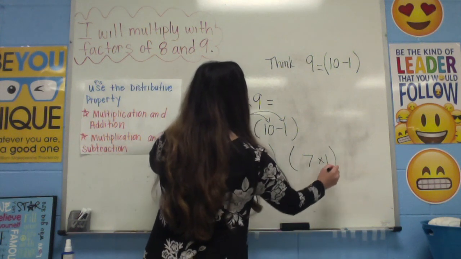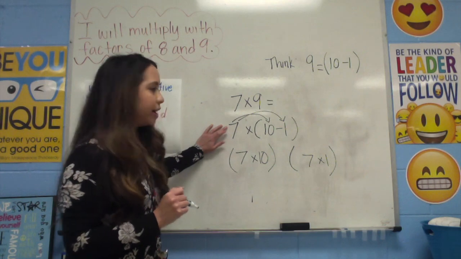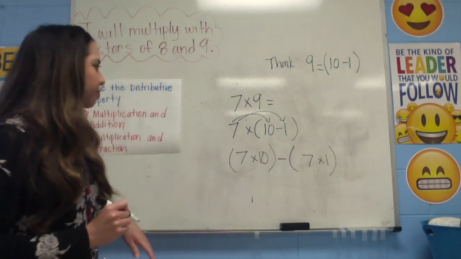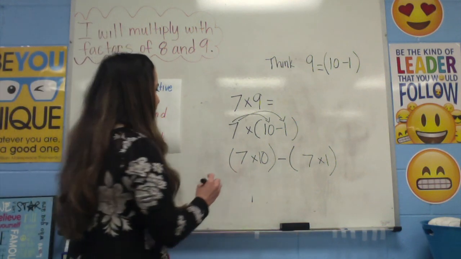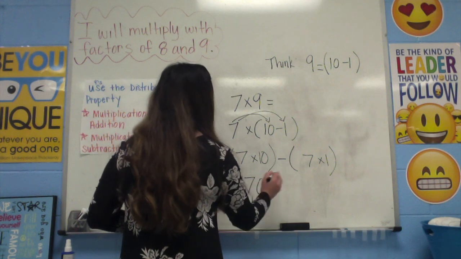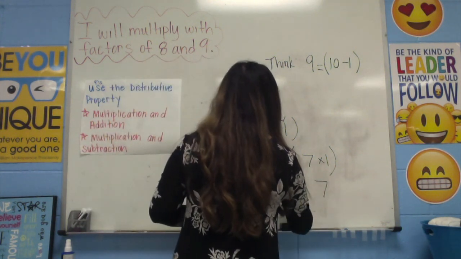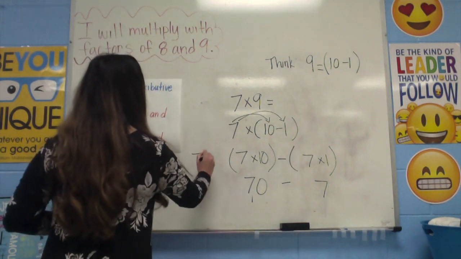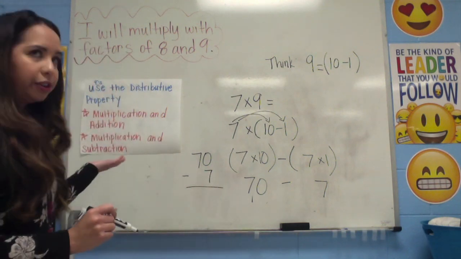Now this time, it's very important since we're using the subtraction distributive property strategy. Instead of a plus sign, write your minus sign. Okay, now let's multiply in parentheses. 7 times 10 is 70. And then 7 times 1 is 7. Now let's subtract. 70 minus 7. Okay, you can regroup.